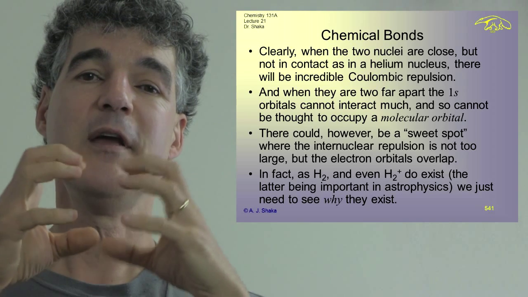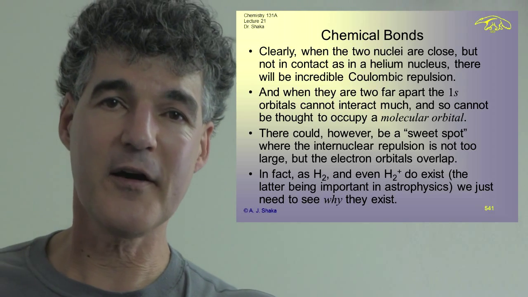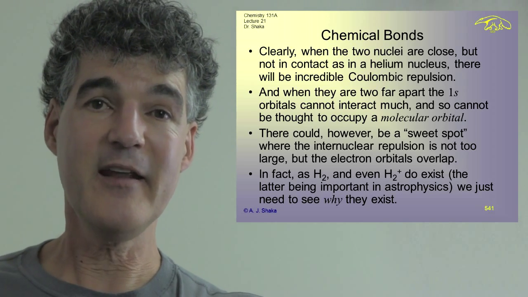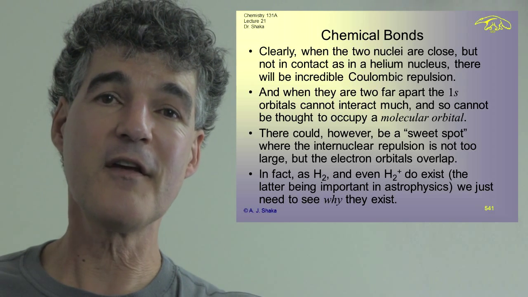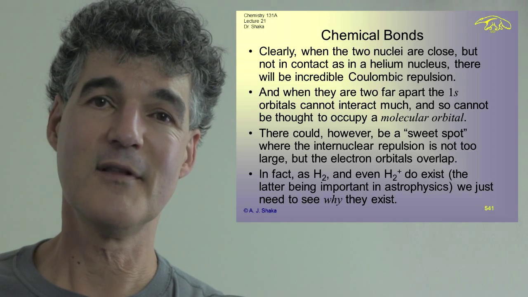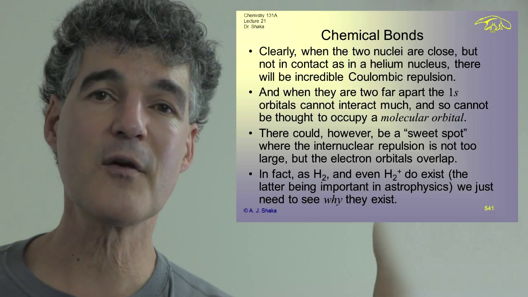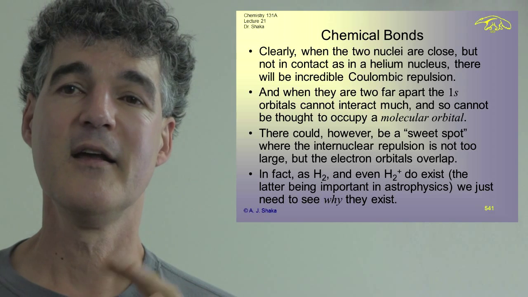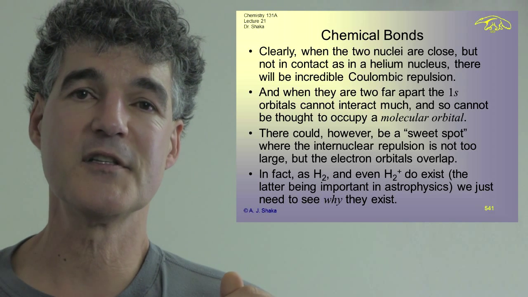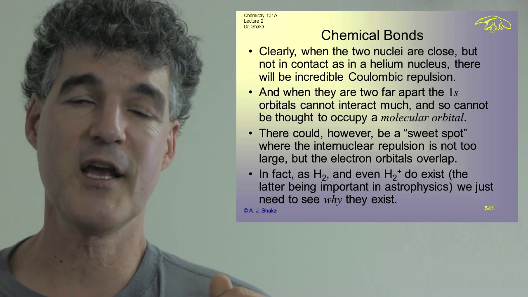And if we mentally pull them way apart, then they have nothing to do with each other. Then they're two atoms. The wave functions of the electrons have died off. They don't even know the other one's there. So that will just have the same energy as two atoms. That's not going to be more stable.